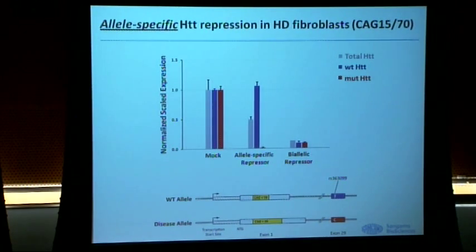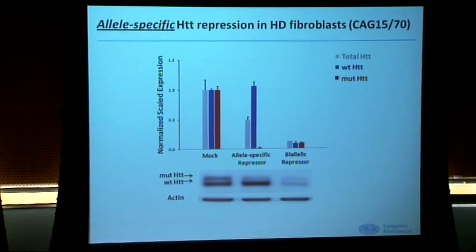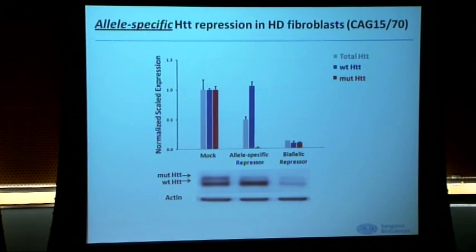So in this experiment, what I'm showing you is that we have generated an allele-specific repressor that leaves the wild-type expression alone, but suppresses the mutant by substantially over 90%. And I've made a biallelic suppressor which actually knocks out the expression of both. And that can also be observed at the protein level. This is a Western blot showing that the mutant levels are lost with the allele-specific repressor, but both mutant and wild-type are lost with the biallelic.